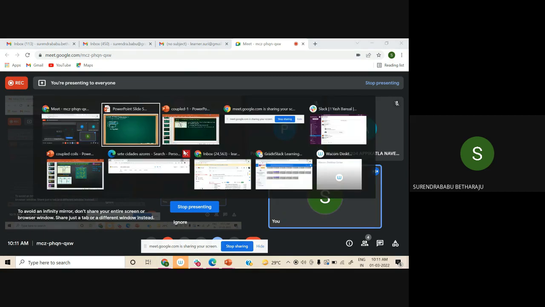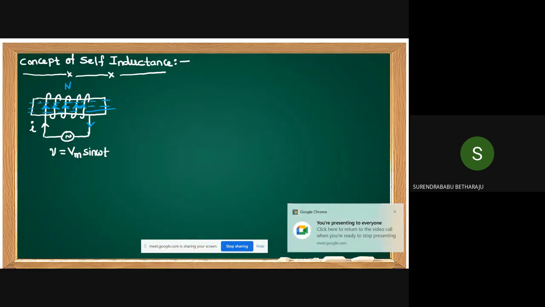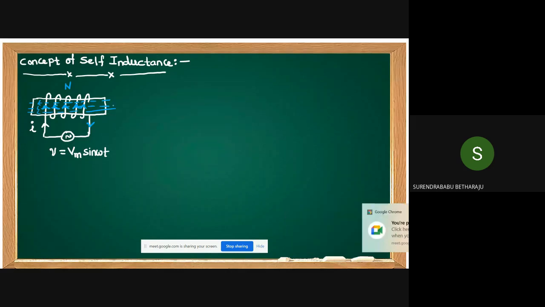Is it okay, students? Then this is the direction of the flux. Apply the right hand thumb rule. Now this is the flux. Whenever these conductors are carrying the flux, there is an induced EMF. That induced EMF is nothing but a self-induced EMF.